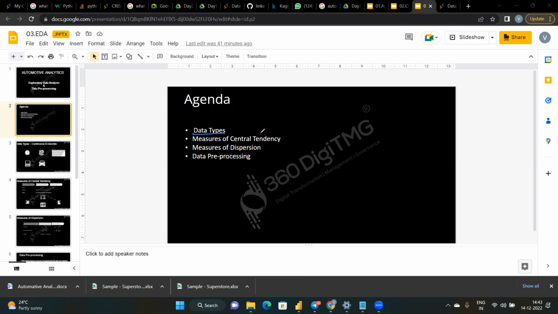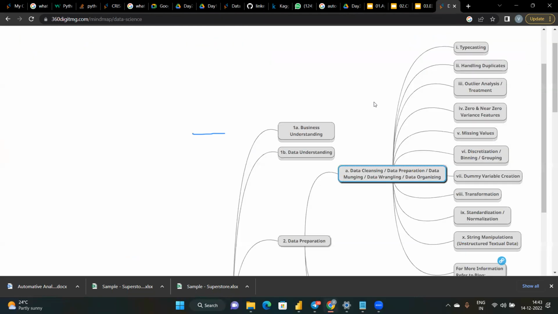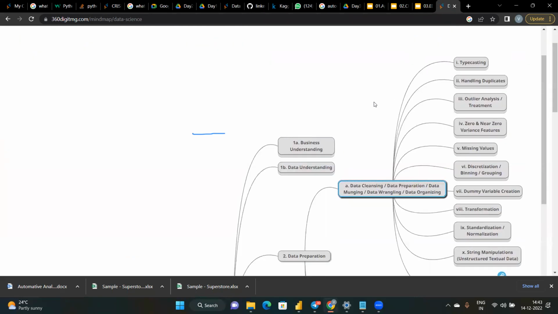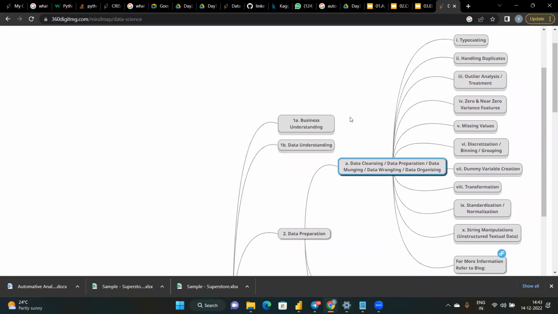Typecasting, we have outlier analysis treatment. We have handling duplicates, zero and non-zero variance. Let me show you where it is. So guys, these are things we have seen: typecasting, handling duplicates, outlier analysis treatment, zero and non-zero variance, and discretization, dummy variables, transformation, standardization, and many more. After that, we are going to see what other things we are going to do.